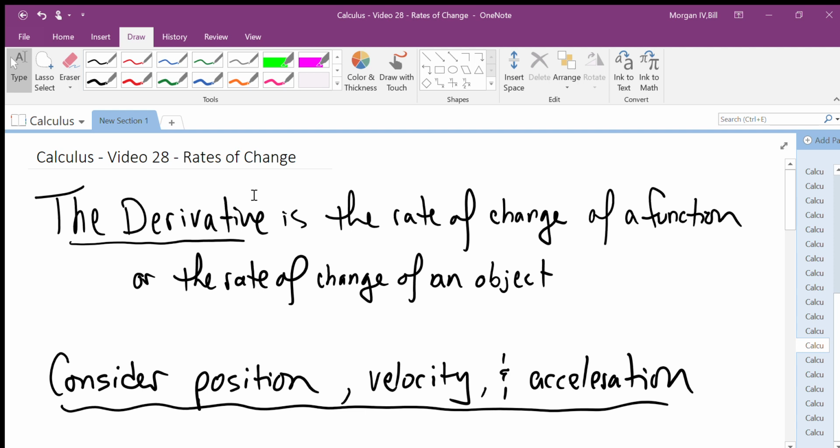Calculus, video 28, rates of change. So in this video, I'd like to talk about the derivative as the rate of change of a function or the rate of change of an object.